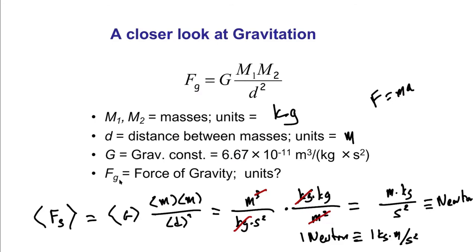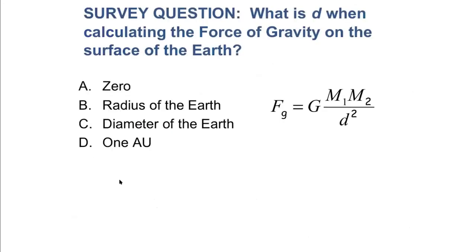Okay, let's do some questions for you. We're all sitting or standing or resting on the earth right now. If you were to calculate the force of gravity between yourself and the Earth, what would you use for d, the distance? Would you use 0? Would you use the radius of the Earth? Would you use the diameter of the Earth? Or would you use 1 AU? What do you think?